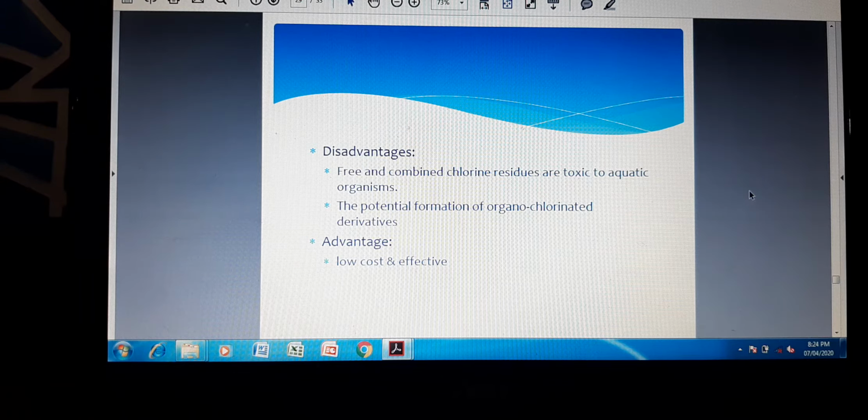The advantages of chlorination are its low cost and effectiveness. It is easily available anywhere. The disadvantages of chlorination are that free and combined chlorine residues are toxic to aquatic organisms. This is very important. That's why most companies or industries are not using this particular method. There is also the potential formation of organochlorinated derivatives, which is again important in terms of toxicity. So these are the two important disadvantages of chlorination.